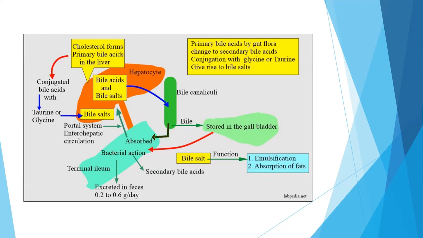The bile salt function is the emulsification and absorption of fats. The primary bile acids are changed by the gut flora to the secondary bile acids, and conjugation with glycine or taurine gives rise to the bile salts.